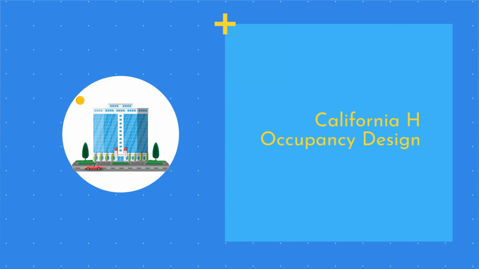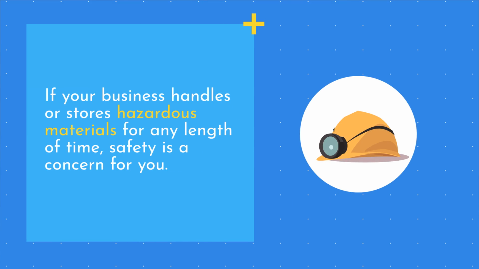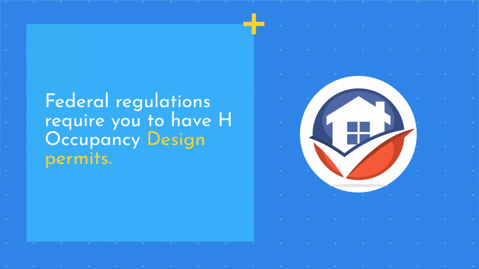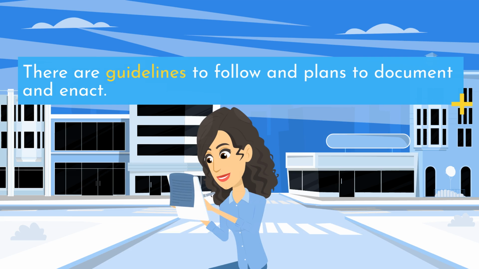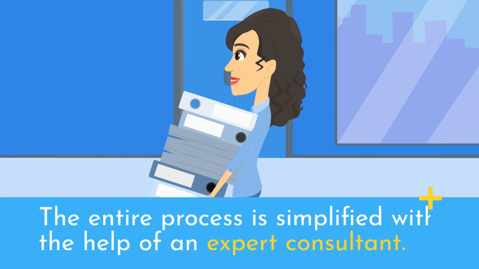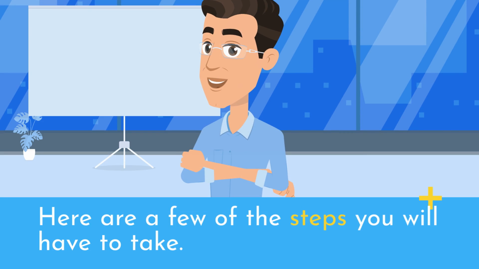California H Occupancy Design. If your business handles or stores hazardous materials for any length of time, safety is a concern for you. Federal regulations require you to have H Occupancy Design permits. There are guidelines to follow and plans to document and enact. The entire process is simplified with the help of an expert consultant. Here are a few of the steps you will have to take.